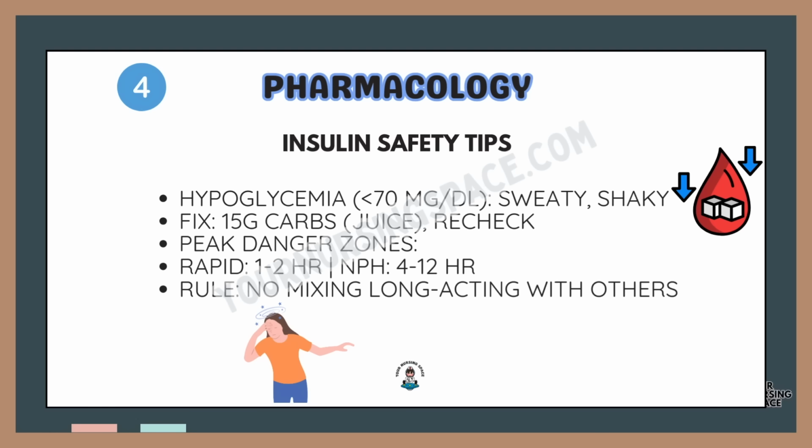All right, quick heads up. Hypoglycemia is the sneaky villain with all insulins, and it shows up with sweat, shakes, and confusion. So I always say, cold and clammy, grab some candy. You fix it with 15 grams of carbs, juice, glucose tabs, then check the sugar again in 15 minutes. And the danger zones are peak times, like 1 to 2 hours for rapid, 4 to 12 for NPH, because that's when sugar can crash like a bad stock market day, so keep your eyes peeled.